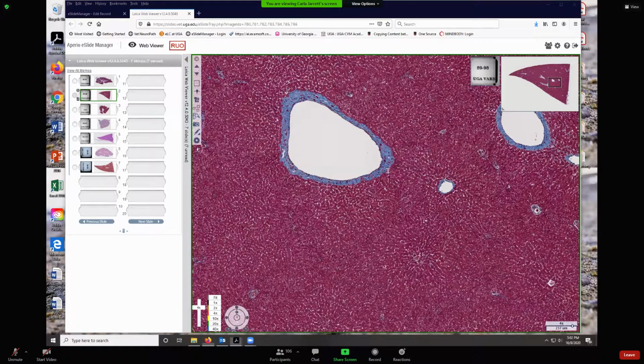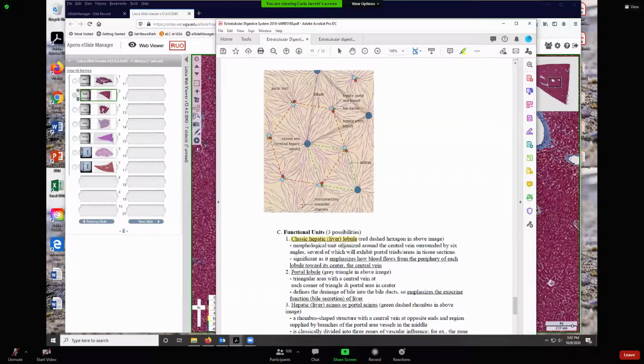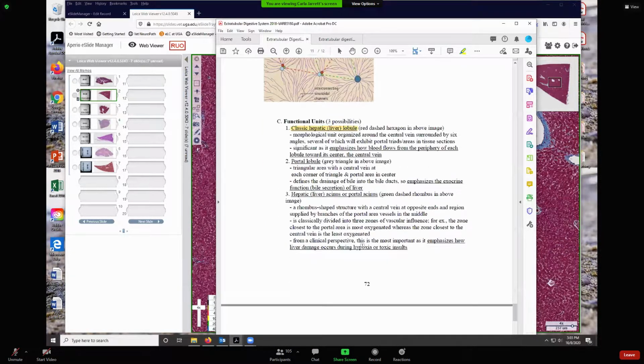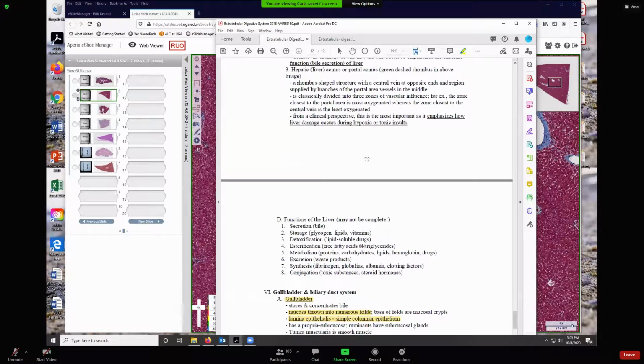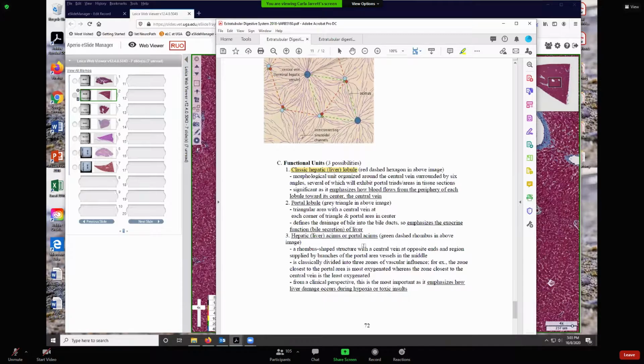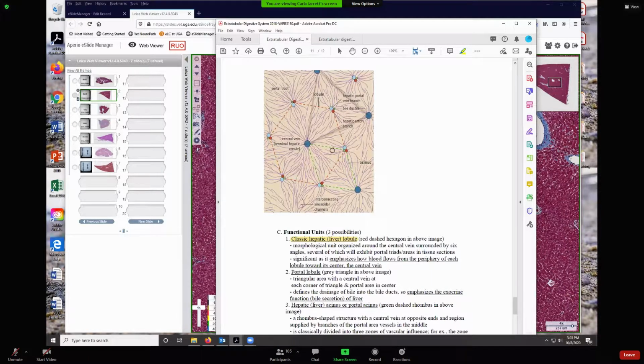All right, the classic hepatic lobule. Of the three possible functional units, the only one that you'll see is with the pig liver, and that was the classic hepatic lobule right here. The other two, portal lobules and hepatic acinus, we won't be able to see. They're not defined by connective tissue, okay? But there's a good description of those.